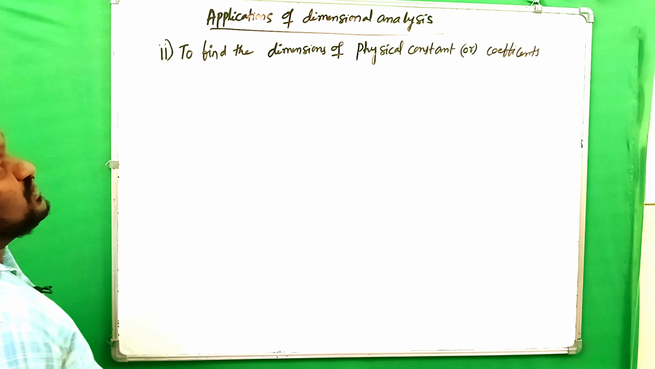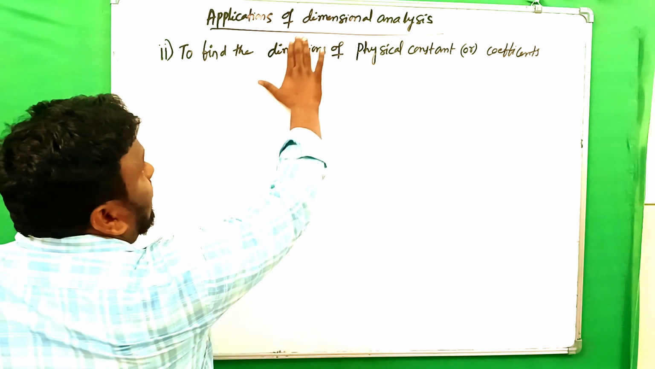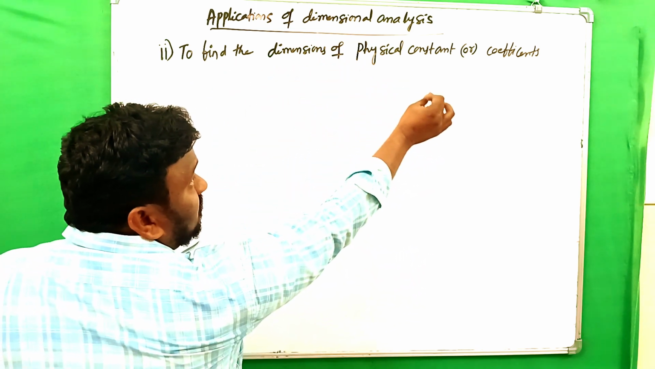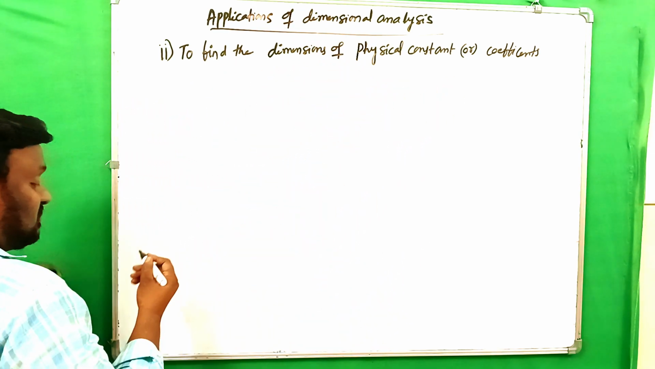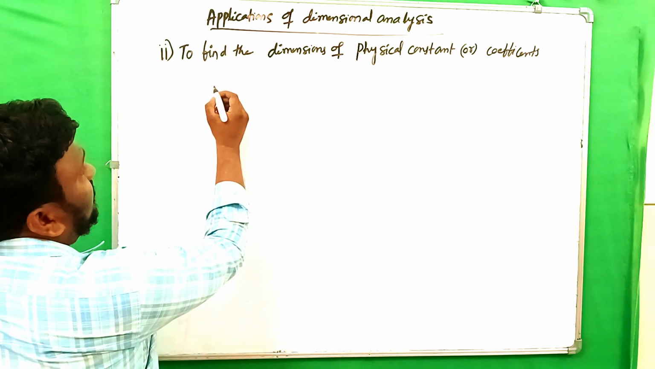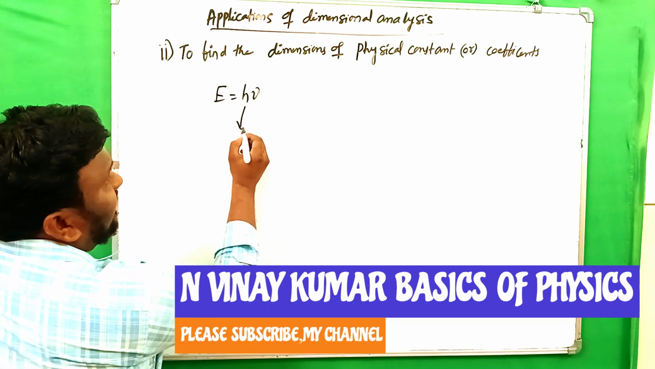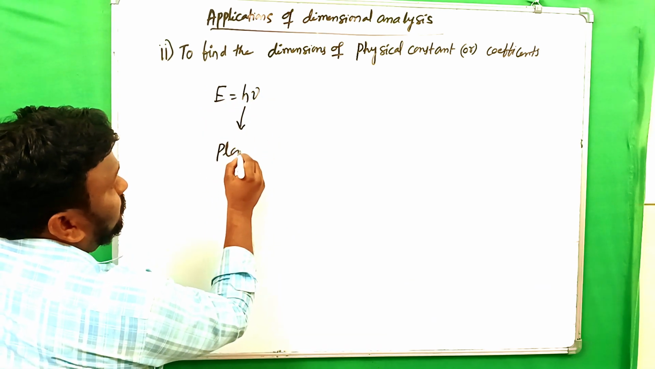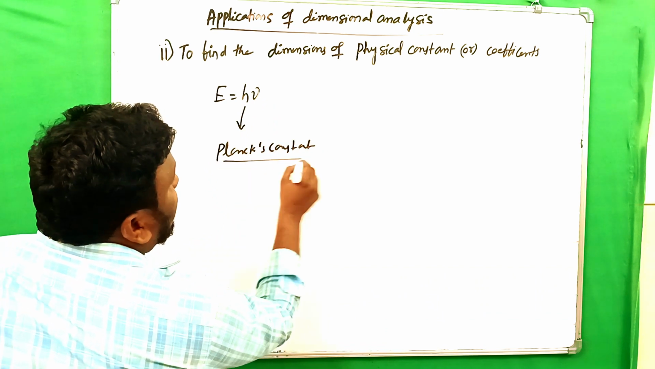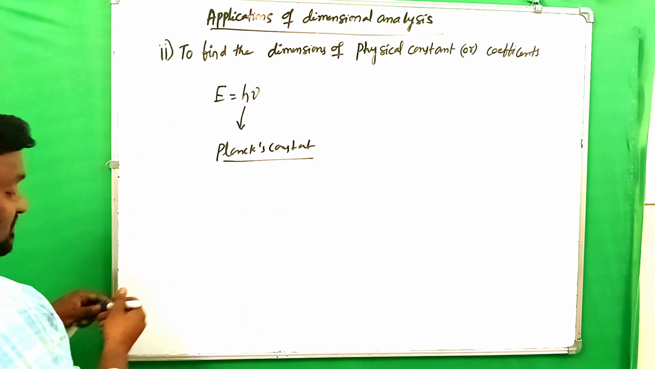See the second one: to find the dimensions of physical constants or coefficients. Dimensional analysis can be used to find the dimensions of physical constants or coefficients. This is also something we discussed while writing the dimensional formulas. Here we know that E is equal to h nu, where h is Planck's constant. For that also we can write the dimensions by using dimensional analysis.